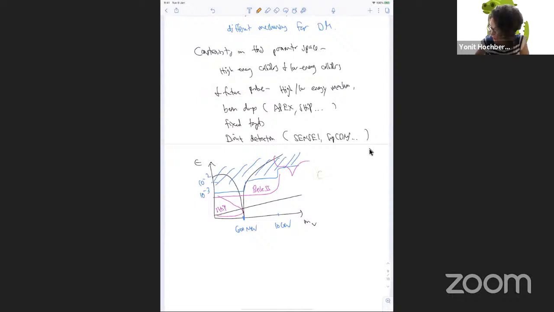But roughly, if you want to think of it, you need epsilon these days to be smaller, depending on your mass scale, than roughly 10 to the minus 3 or 10 to the minus 2, as a function of the mass of the vector, but over a broad range of values. And there are many future probes.